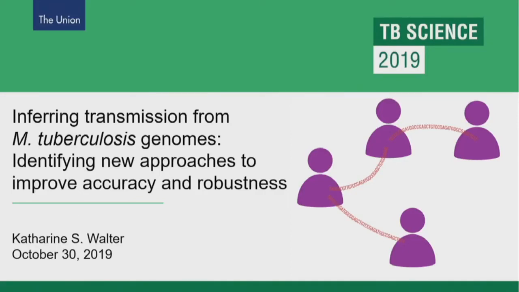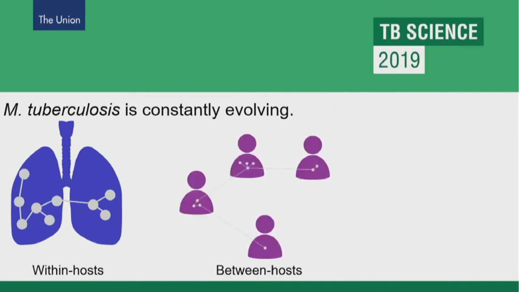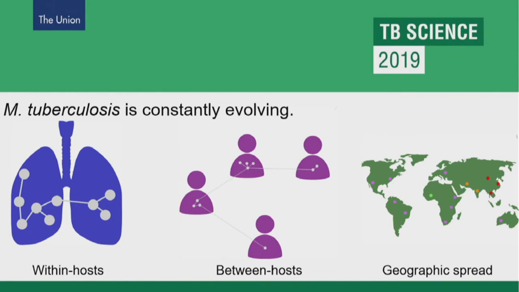Thank you for having me. I'm going to speak today about some of our work investigating how we can leverage increasingly available genomic data to better understand tuberculosis transmission. Mycobacterium tuberculosis is constantly evolving within individual hosts over the course of infection, between hosts over the course of the transmission process, and as the bacteria spreads over wider geographic areas. And this constant evolution can create a powerful epidemiological record.